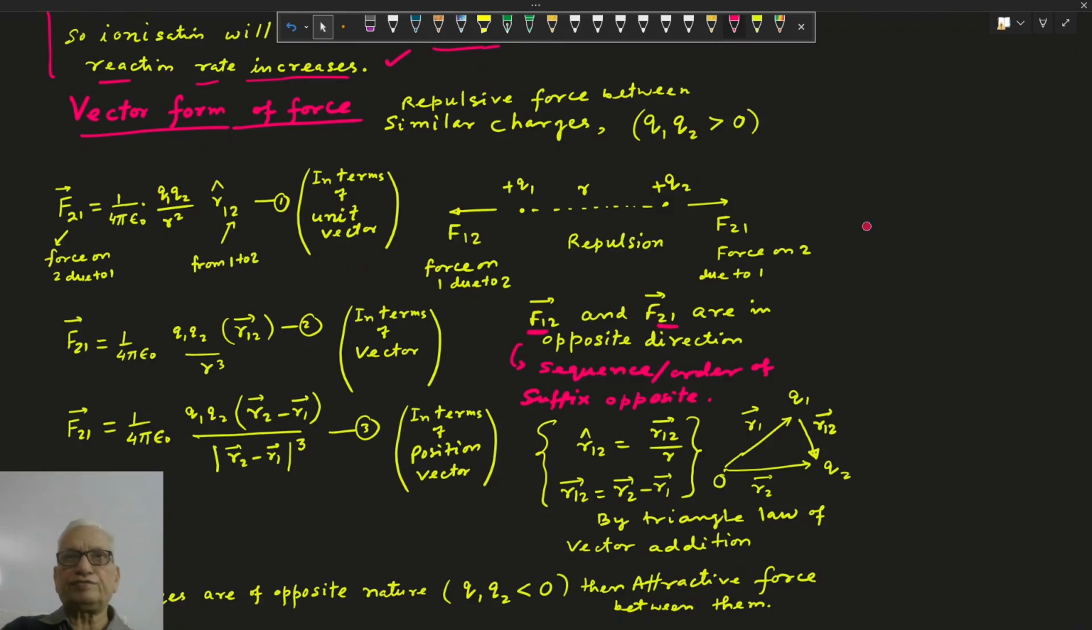Now, vector form of force. Here if we take a positive charge and a positive charge, both positive, Q1 and Q2, a repulsive force will be there. F21 is the force on charge Q2 due to Q1, and F12 is the force on 1 due to 2. They are in opposite direction, and they are equal also: numerical value is the same and direction is just opposite. The sequence of the suffix is opposite. Suppose we write the force on 2 due to 1: it's 1 upon 4 pi epsilon naught Q1 Q2 upon r square is the magnitude, times unit vector r12.